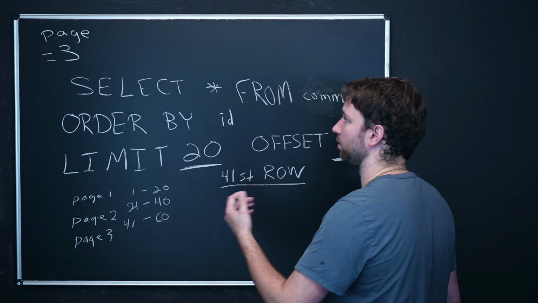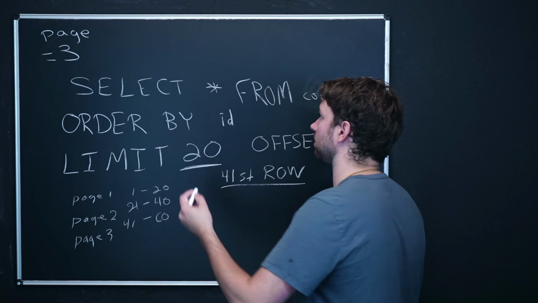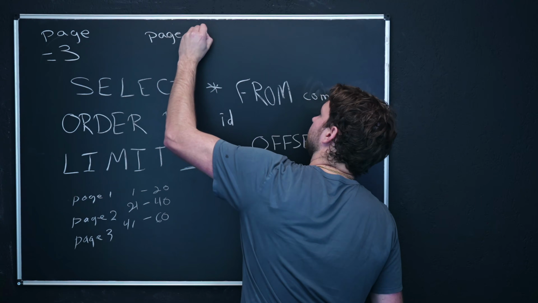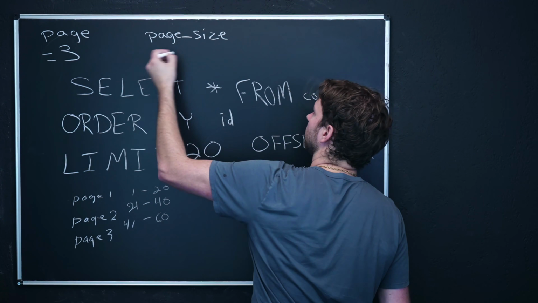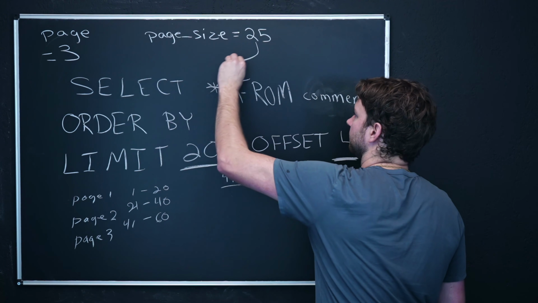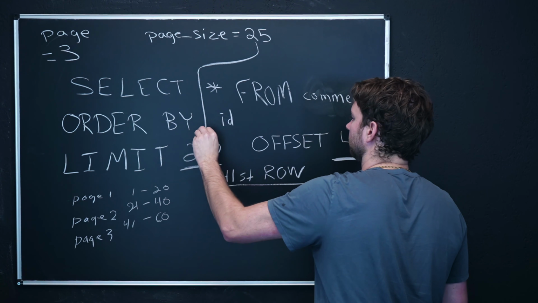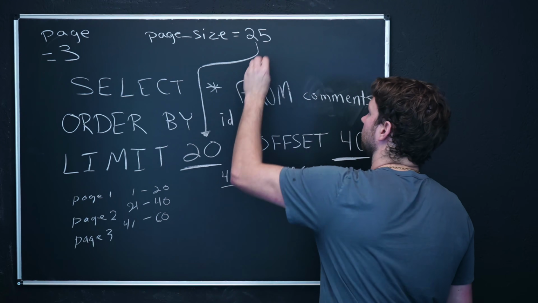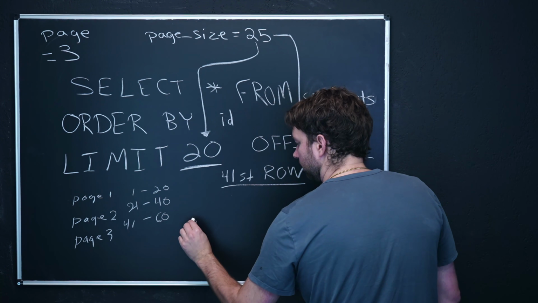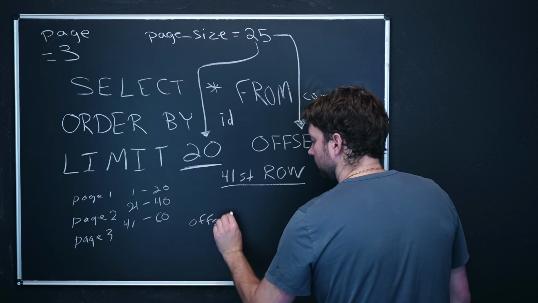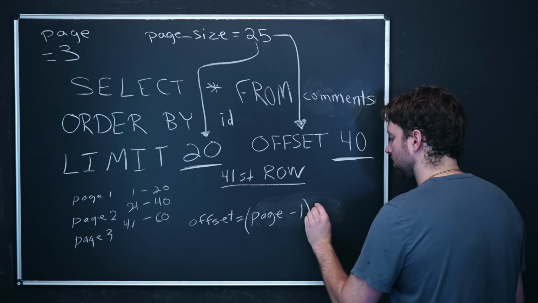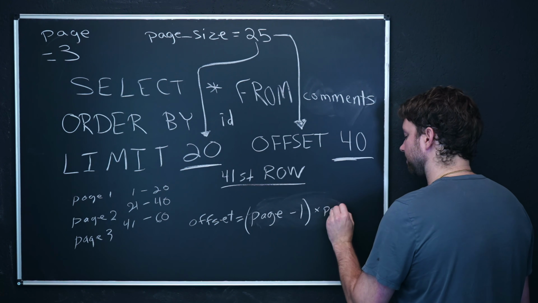Even before jumping to that approach, though, you can give customization to the client. So for example, you could allow them to provide a page size as a URL parameter, and then that could change the query to something else using this value for the limit and also the math to adjust the offset. So you can think of the offset as just the page minus 1 times the page size.